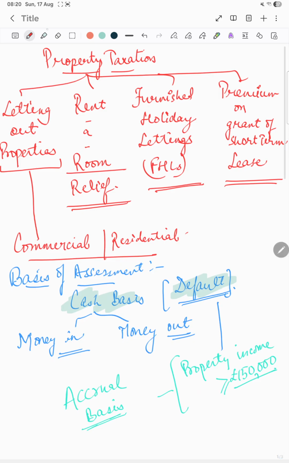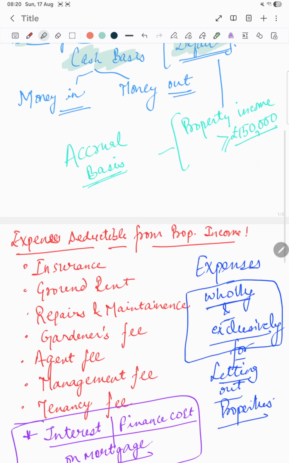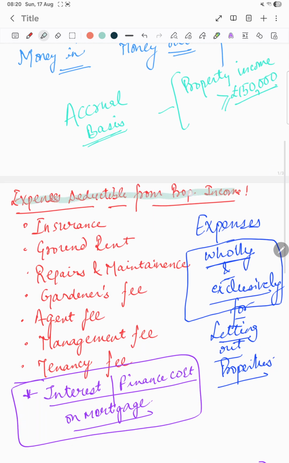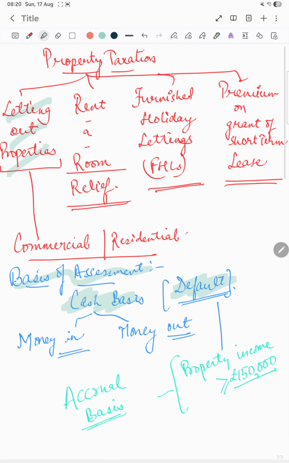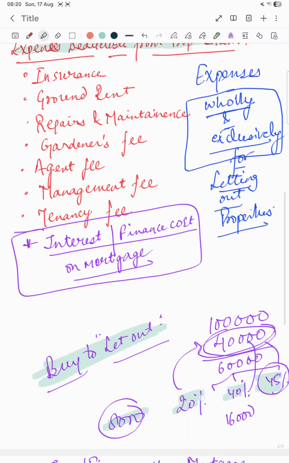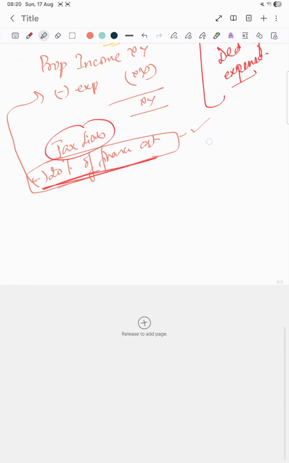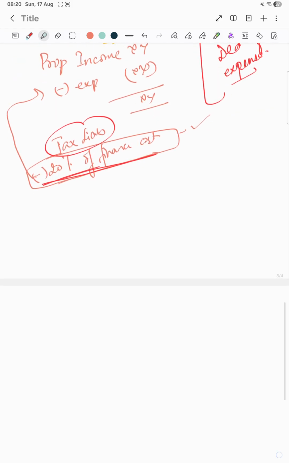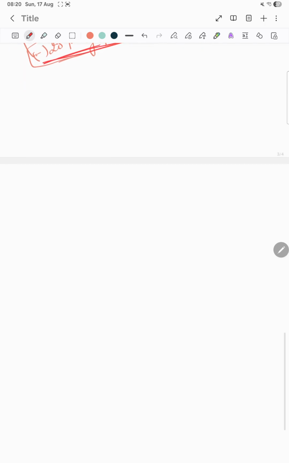Next, what we have done is letting out properties, then basis of assessment, then what are the expenses deductible from property income. The next thing that we are going to do is a bit complicated, and where people will again try to cram those things. The topic is premium on grant of short term lease.